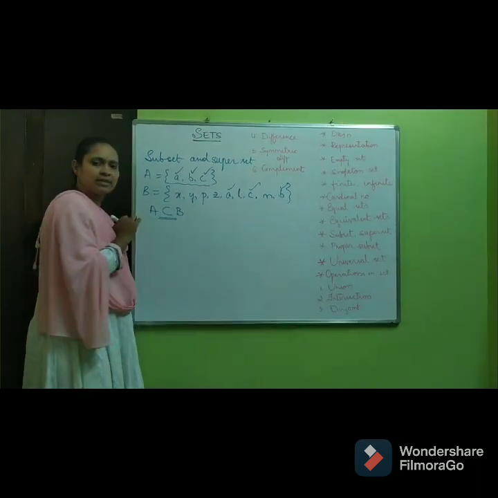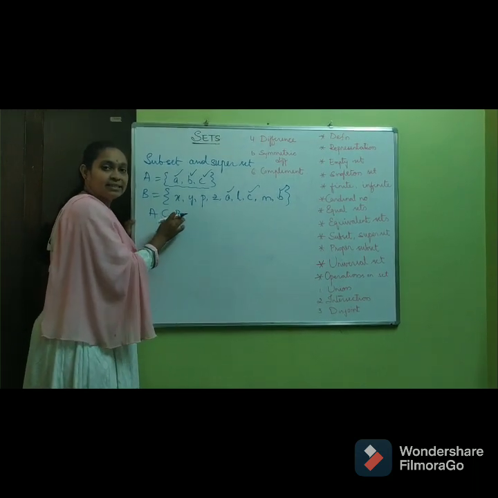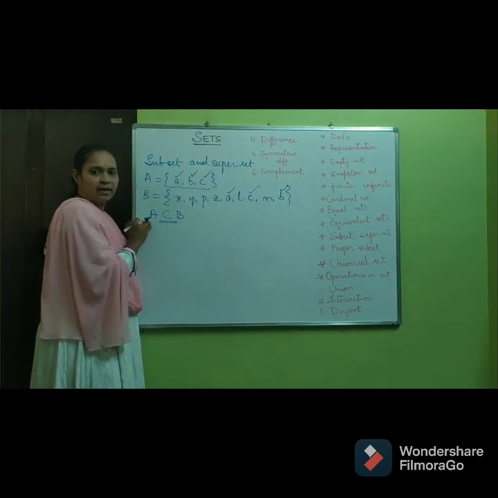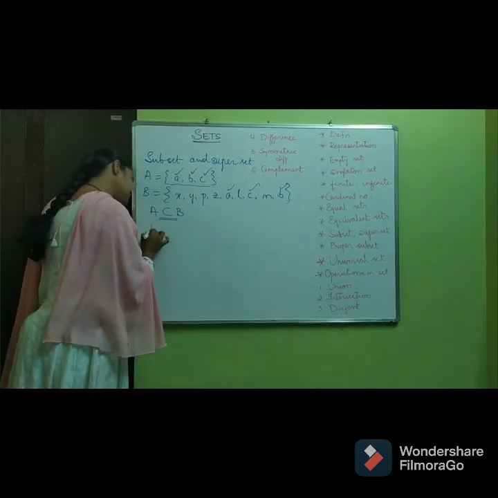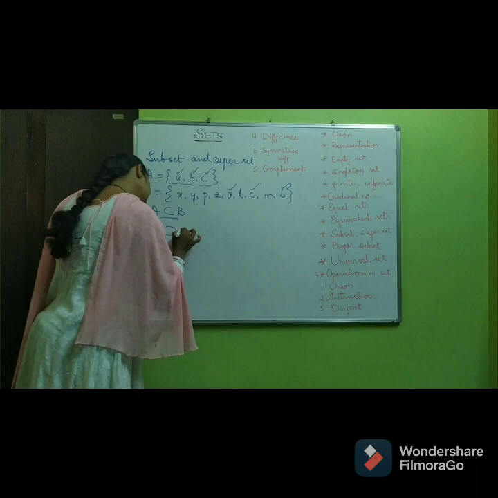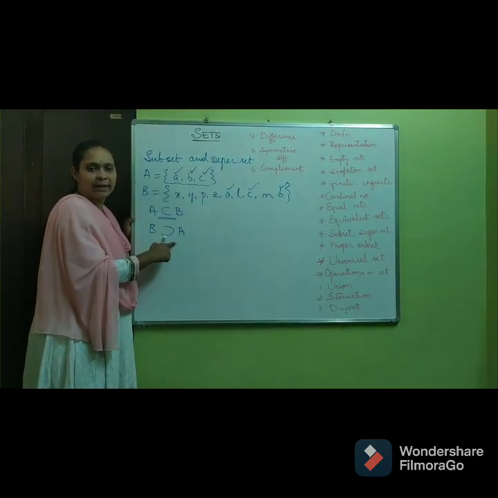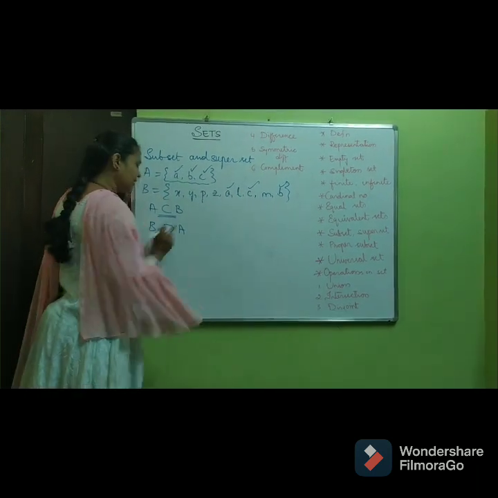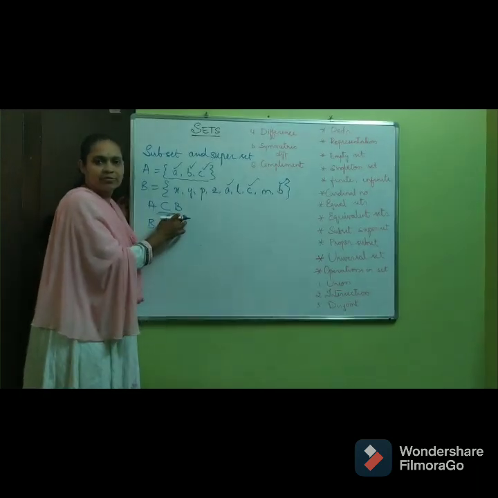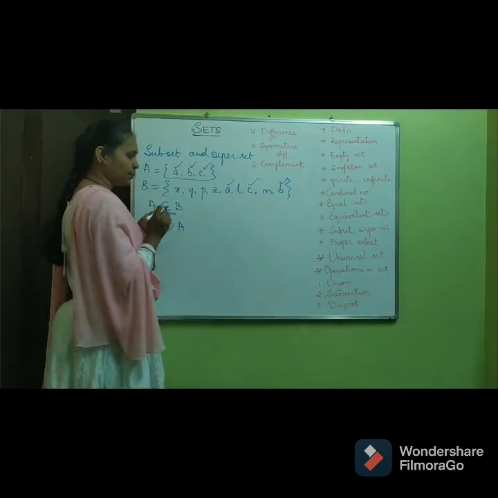This is the symbol for subset. The same thing can be read as B is a superset of A. A is a subset of B. B is a superset of A, which can be written like this. If every element of A is the element of B, then we say A is a subset of B. At the same time, B is called a superset of A.